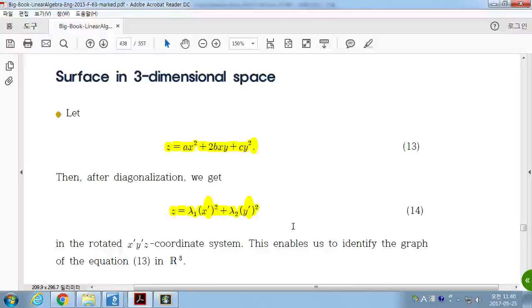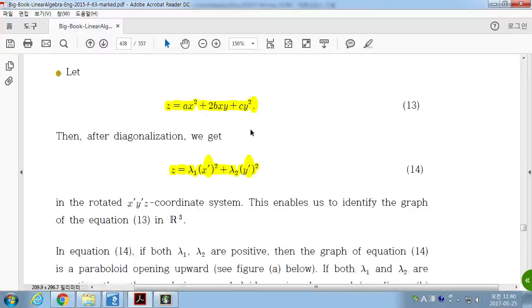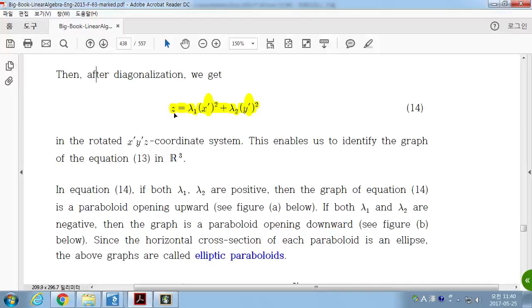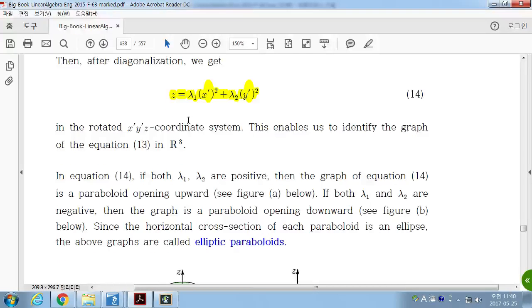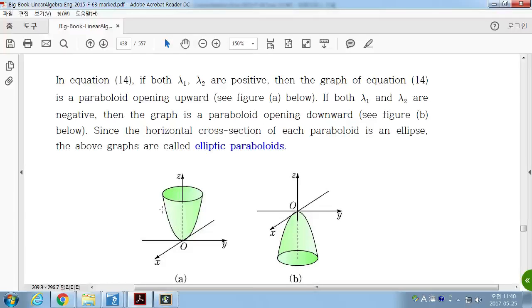Oh, no, not yet. Here, a surface in three-dimensional space. Okay, now this is new to you. G is equal to ax squared plus 2bxy plus cy squared. Then this part, after matrix diagonalization, can be written as this, with the eigenvalues lambda 1 and lambda 2. Okay? So when G moves, the level curve changes. If G is equal to 1, then it is an ellipse. If G is equal to 2, a bigger ellipse. If G is 3, or 5, then it's going to be an ellipse.